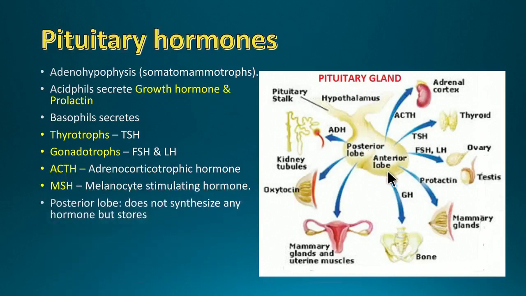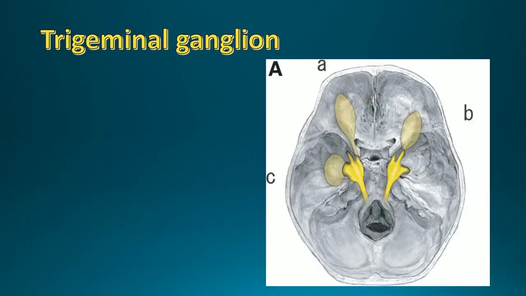The posterior lobe does not synthesize any hormone; it only stores the hormones secreted from the hypothalamus, mainly vasopressin or antidiuretic hormone, which enables the kidney to absorb the excess water and makes the urine concentrated. Then oxytocin mainly acts on the smooth muscle of the uterus during labor, and also in the suckling reflex of the baby. So this is a brief account of the hormones of the pituitary gland.